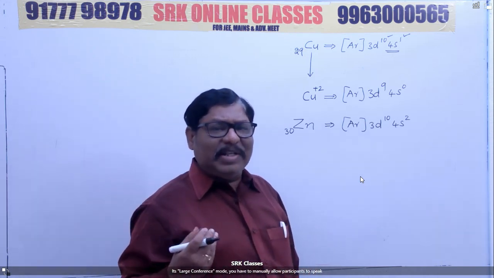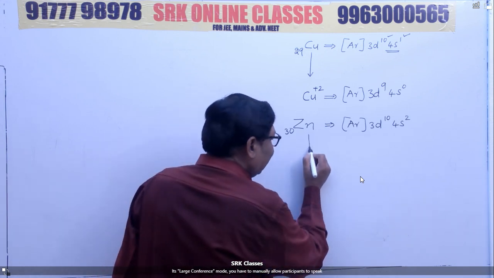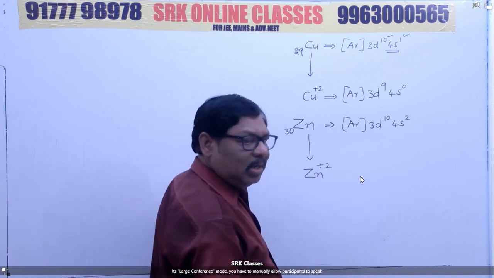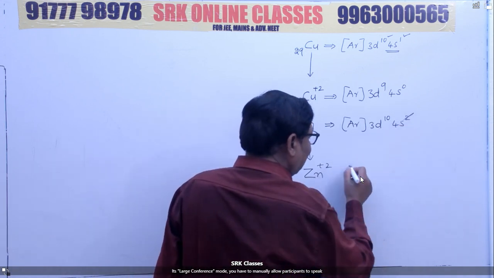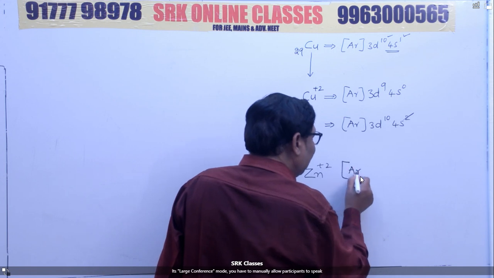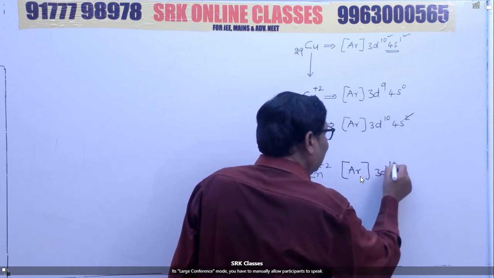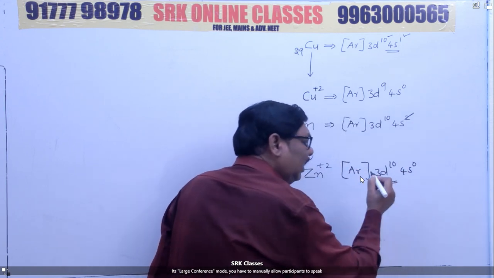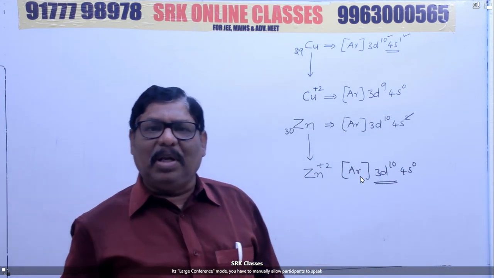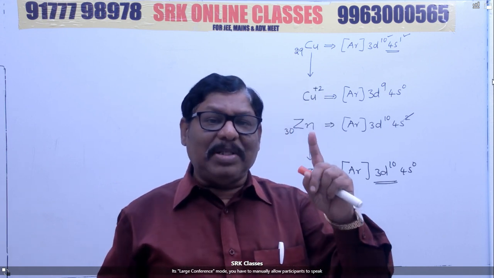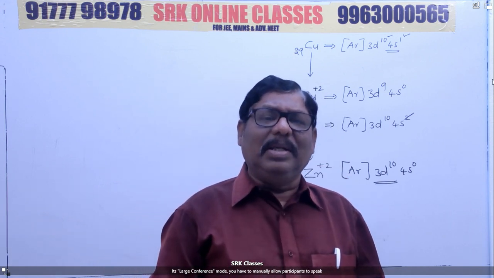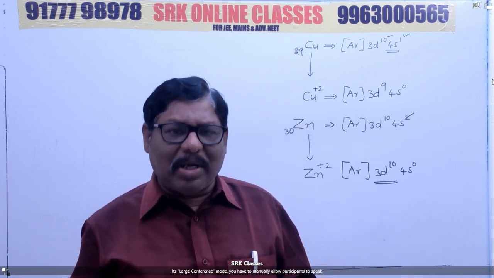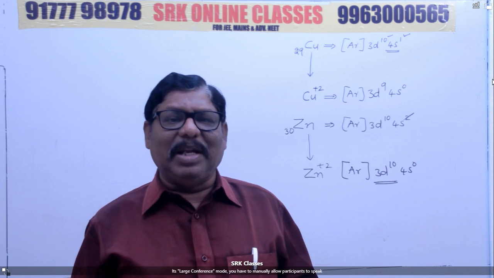We'll see the second definition part. The prominent oxidation state of zinc is +2. How do you get that +2? By loss of 2 electrons. 2 electrons are removed from the s orbital. Therefore, in zinc +2, it will be argon, 3d10 and 4s0. Even in the prominent oxidation state, there is no unpaired electron in the d orbital. Therefore, the zinc group is called only d block elements but not transition elements. Zinc, cadmium, mercury are only d block elements but not transition elements.